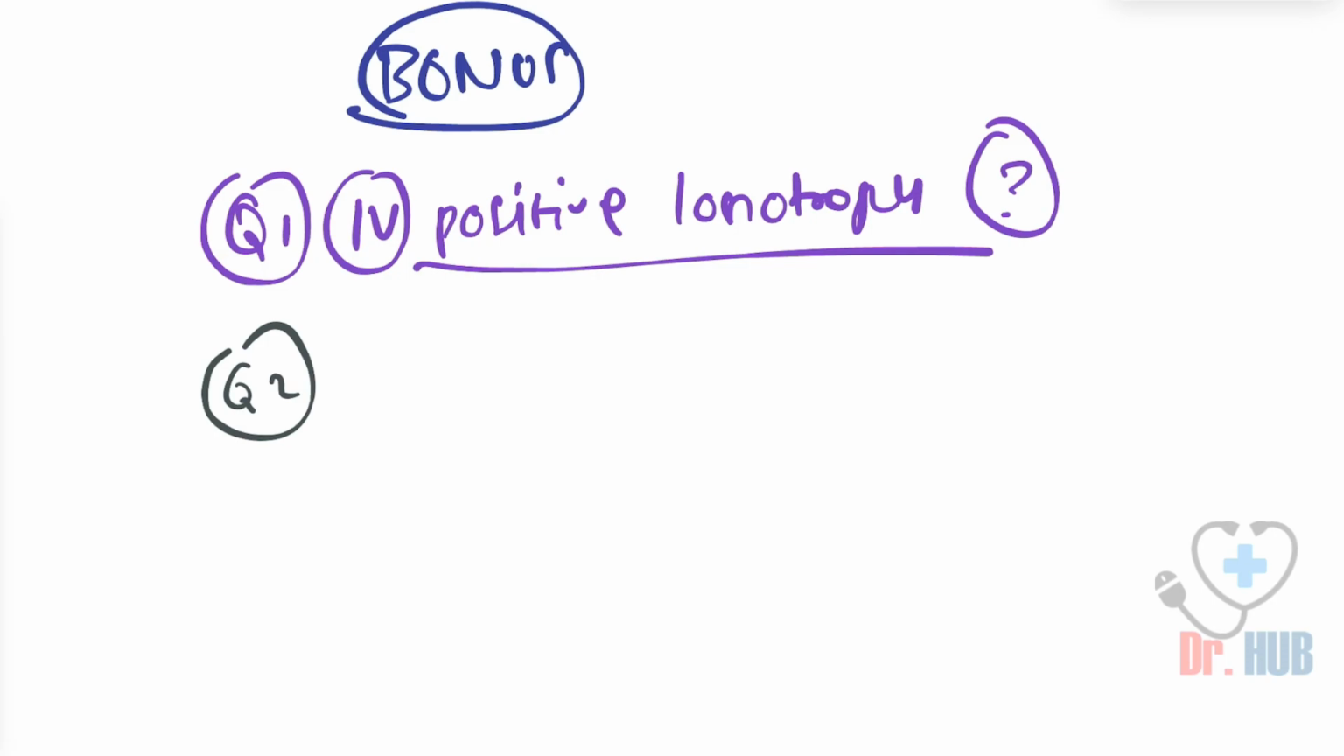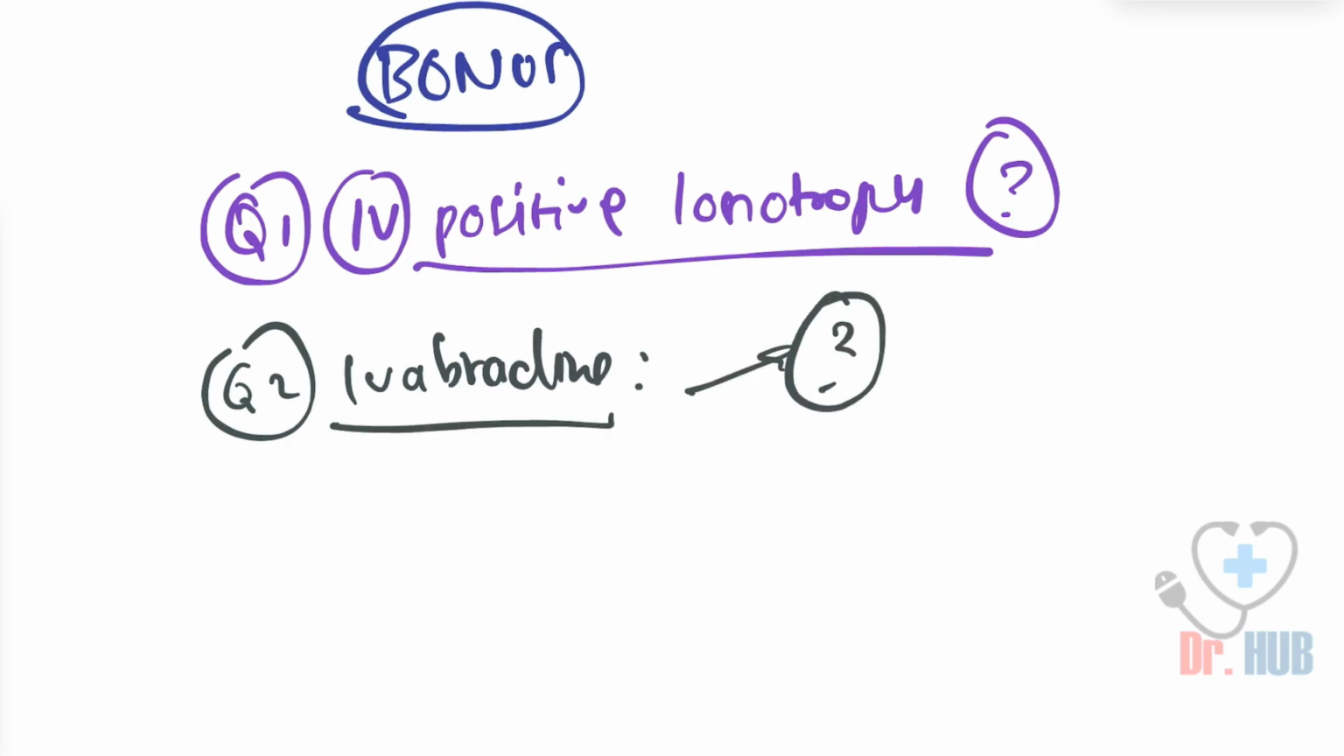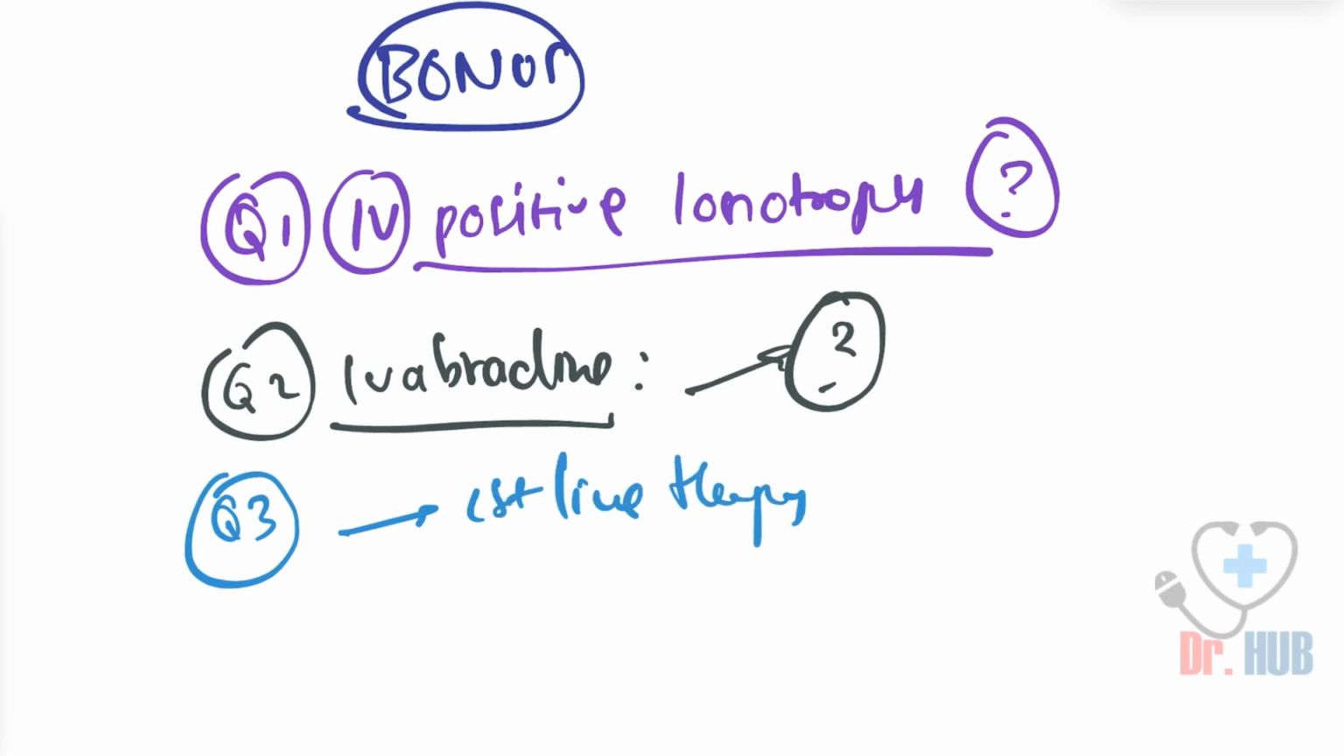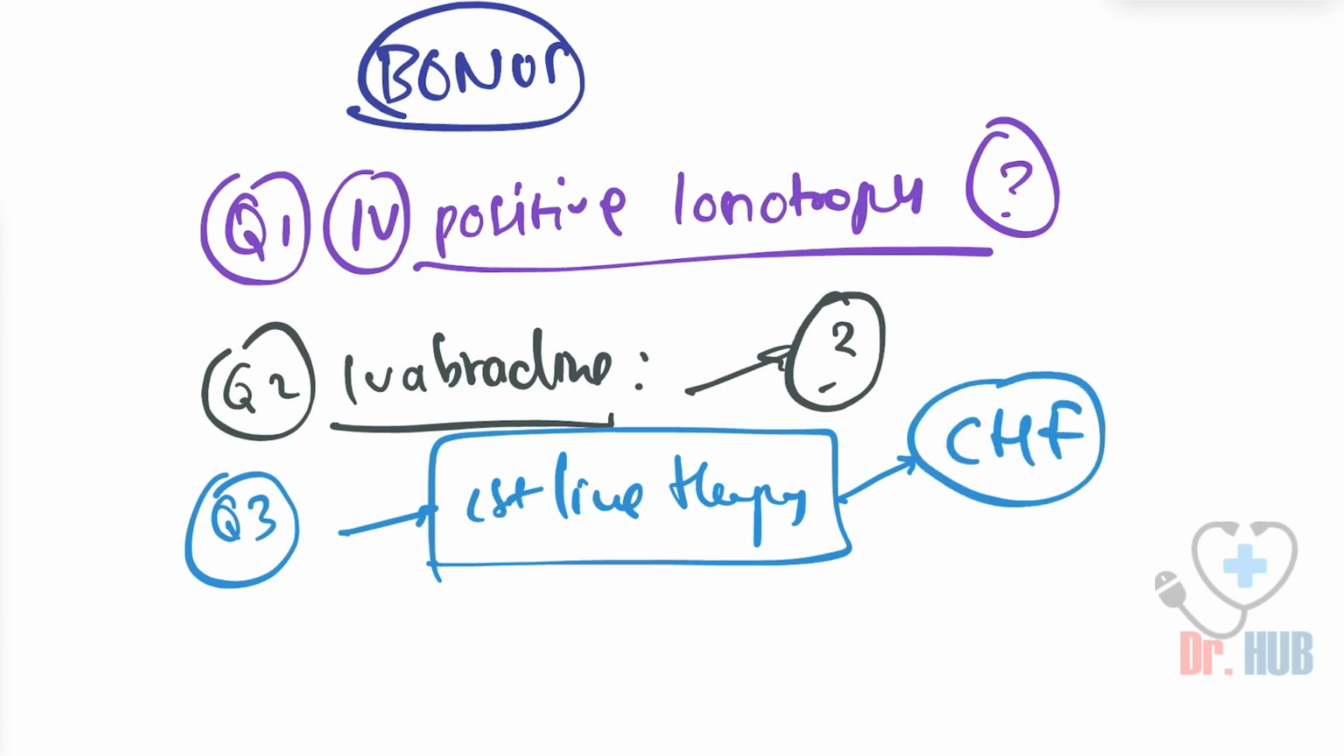The second question is about the drug ivabradine. What is the action of it? What is the use of it? The third question we want to ask is, name all the first line therapy in case of chronic heart failure. You can answer these questions in the comments.